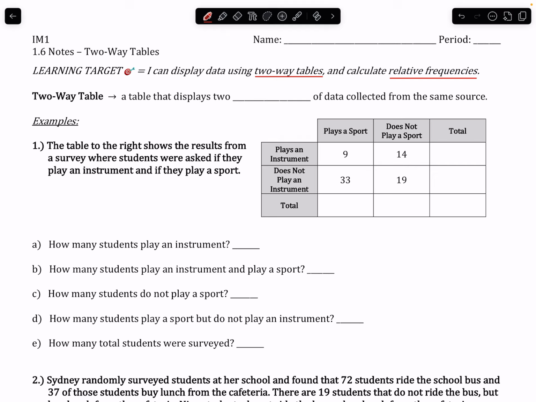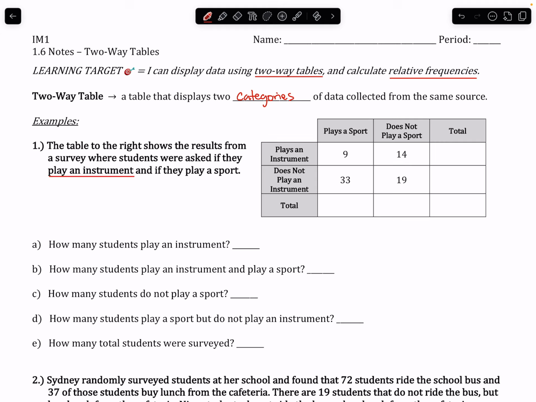It is a table that displays two categories of data collected from the same source. We're going to go through a couple of different examples here. The table to the right shows the results from a survey where students were asked if they play an instrument and if they play a sport. So those were the two categories: whether or not they played a sport, or whether or not they played an instrument.